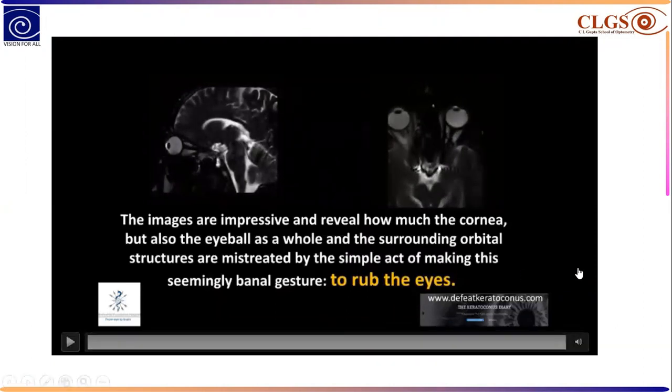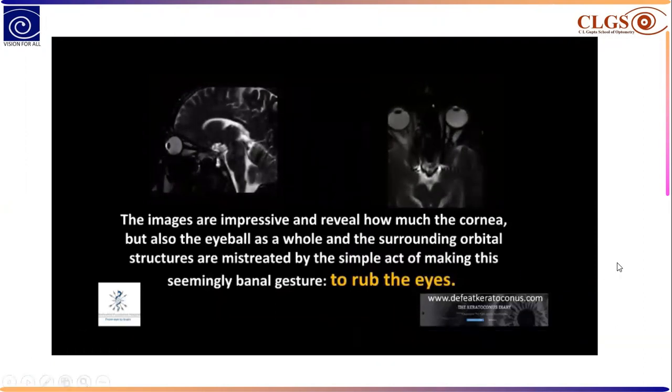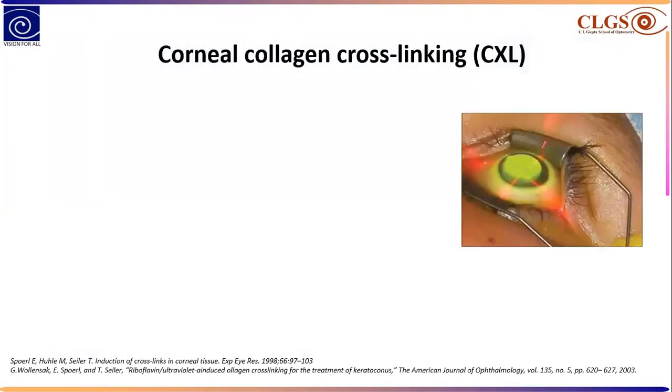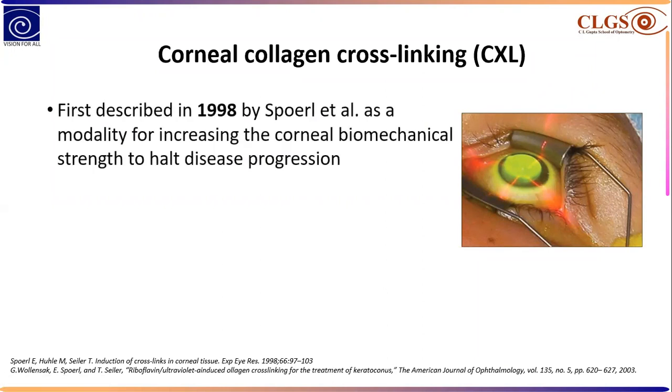So that's why it becomes very important for us to tell all our patients who have keratoconus, even if they have undergone C3R or are using contact lenses, that eye rubbing is something they should avoid at all costs. Now coming to the corneal collagen cross-linking. What is this corneal collagen cross-linking all about?